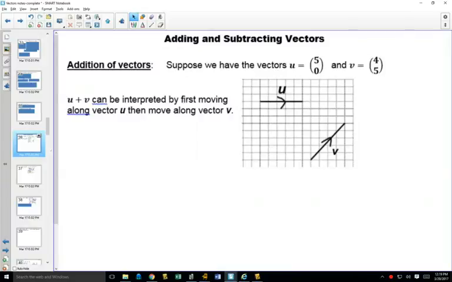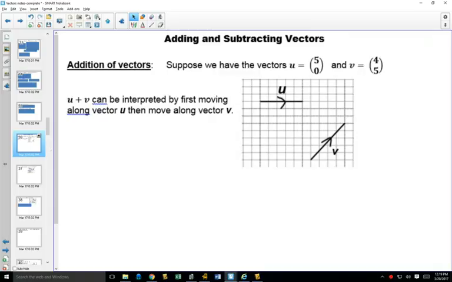So today's topic, we're going to look at how do you add and subtract vectors. And it's really quite simple as far as the process of adding and subtracting vectors. So suppose you have those vectors, 5, 0, which is vector u there, and 4, 5, which is vector v.